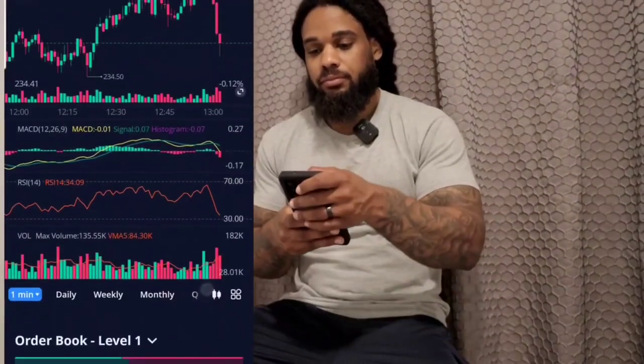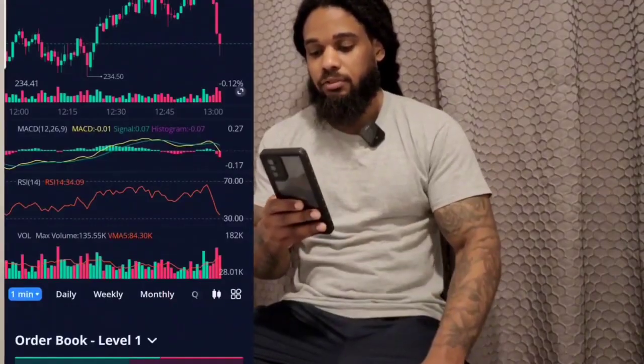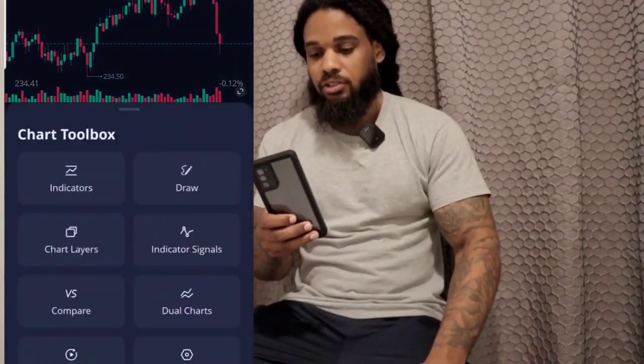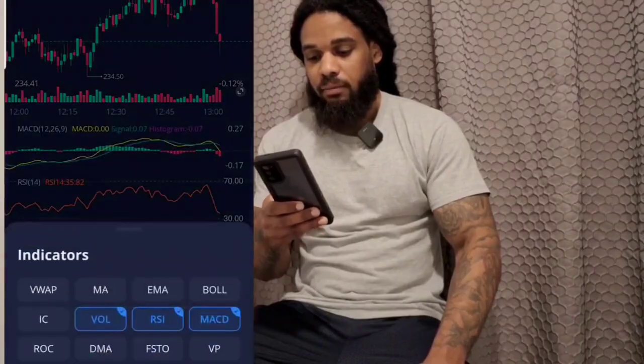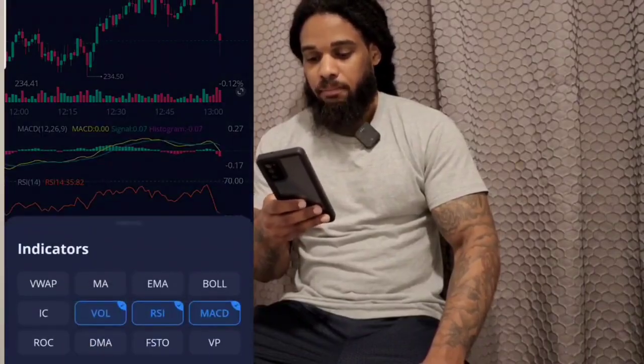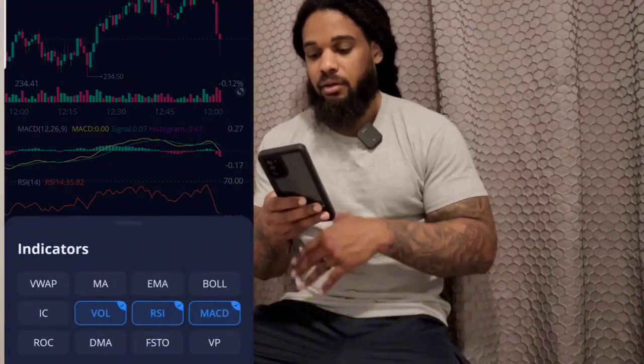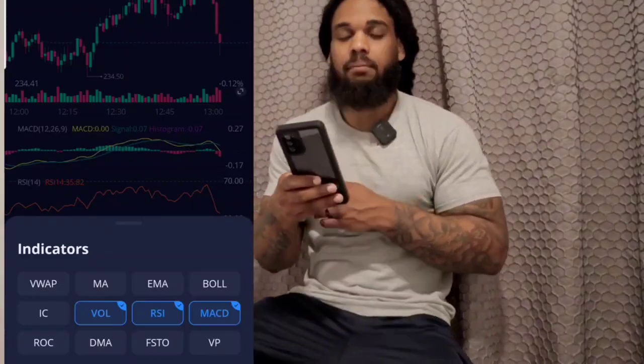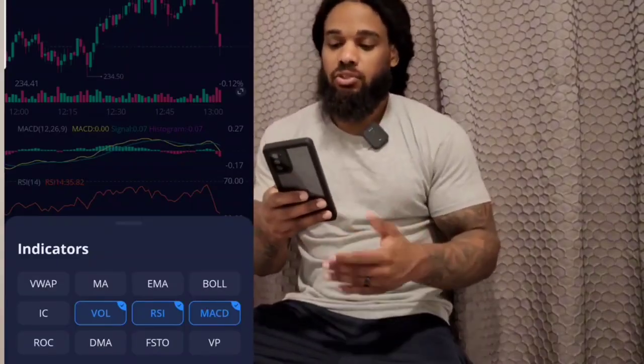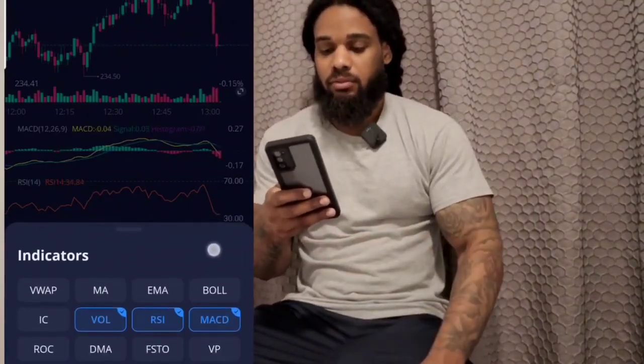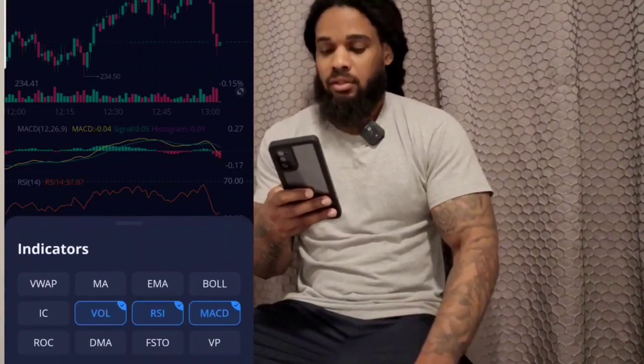In addition, if you click on this button here, you could add some indicators. You have the MACD, the RSI, volume, Bollinger Band, VWAP, etc. So you could use those indicators to help you with your trading.